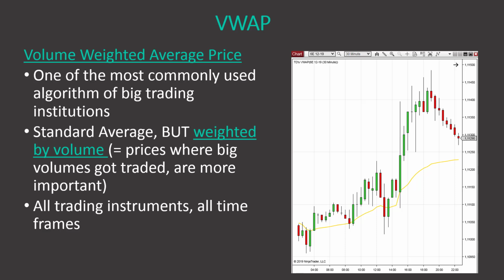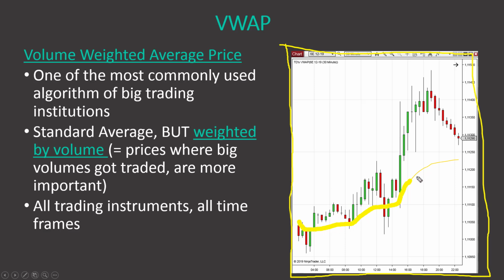That's why it's way better than the standard average indicator. And that's also why the institutions like trading with it. Now, how does it look? If you look at this picture, a VWAP is basically a simple line. In my software, it is a yellow line.